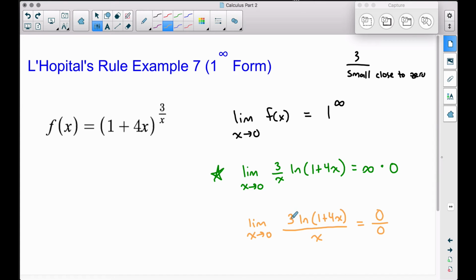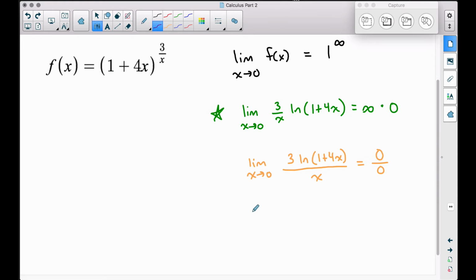All we have to do now is take the derivative of the top and the derivative of the bottom, and let's try to do this limit again. So using L'Hopital's rule, the limit as x approaches 0, the derivative of the bottom, relatively quick, the derivative of x is 1, and now we have to apply the chain rule to this top part. We have 3 times the derivative of the natural log of this stuff, which is 1 over that stuff. So we have 1 over 1 plus 4x. But don't forget to apply the chain rule and come back and multiply by the derivative of this stuff. The derivative of 1 plus 4x is going to be 4.